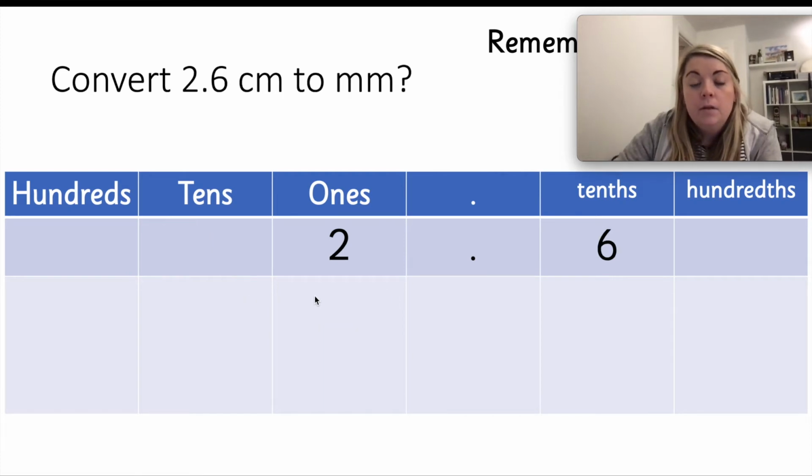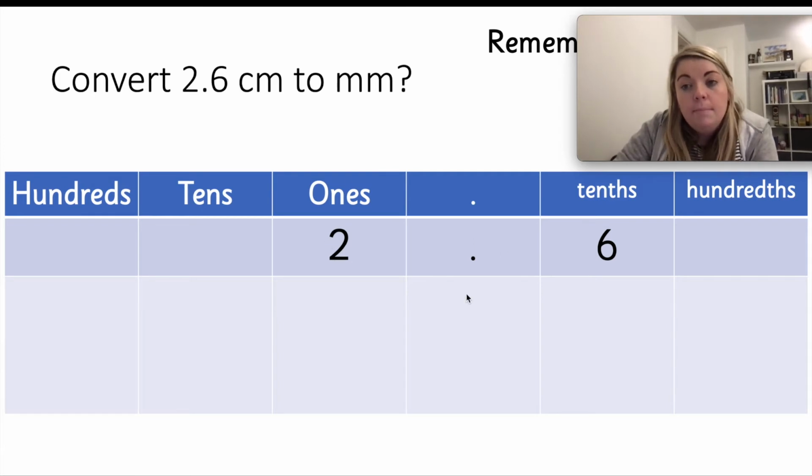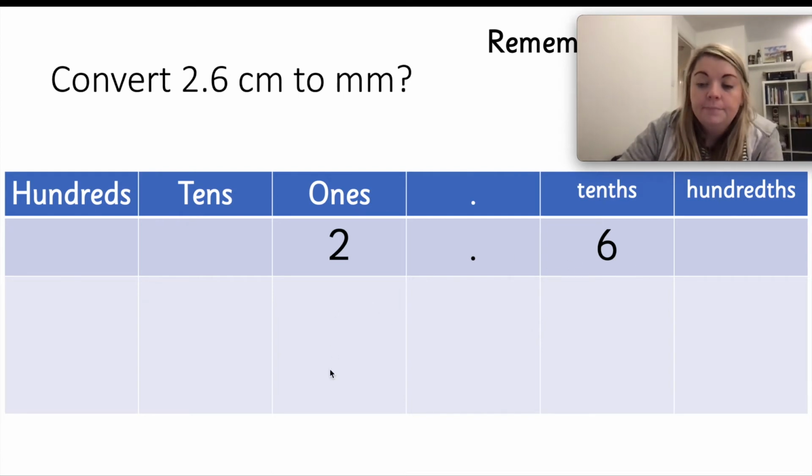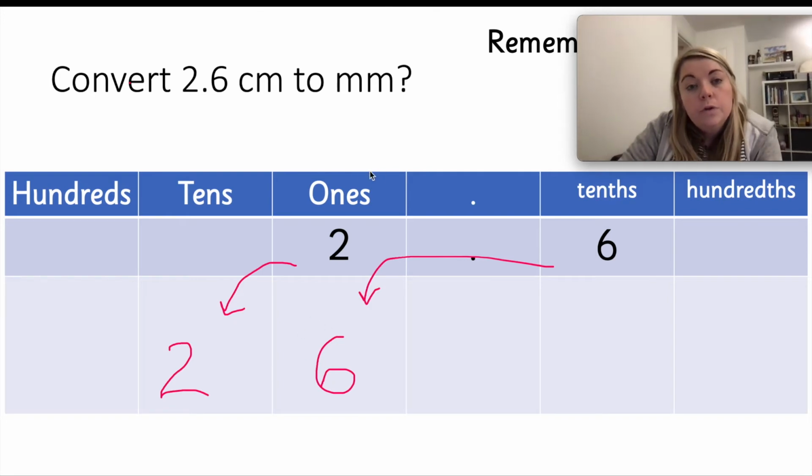So 2.6 centimetres into millimetres. So I've got my 2 in my ones column, my decimal point in the correct column, my 6 in my tenths column. So if I'm converting to millimetres, I'm multiplying by 10. So all my numbers move one place value column to the left. So my 2 will move into the tens column. My 6 moves across the decimal point to my ones, like so. So 2.6 centimetres is 26 millimetres. Now you could look at a ruler and check your answer as well to help you.